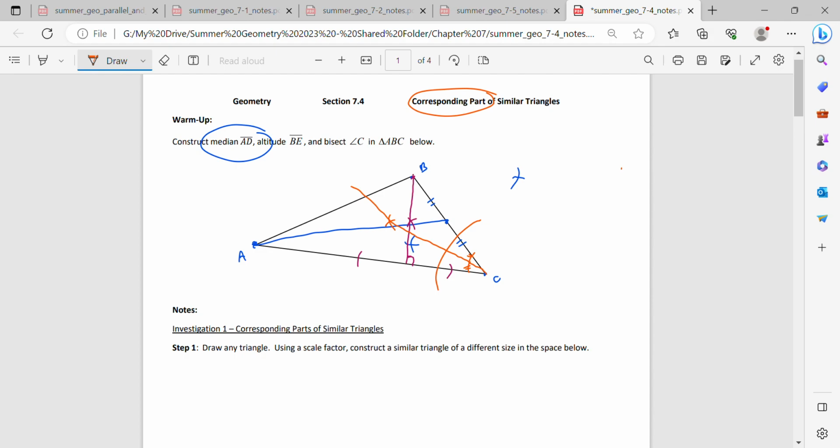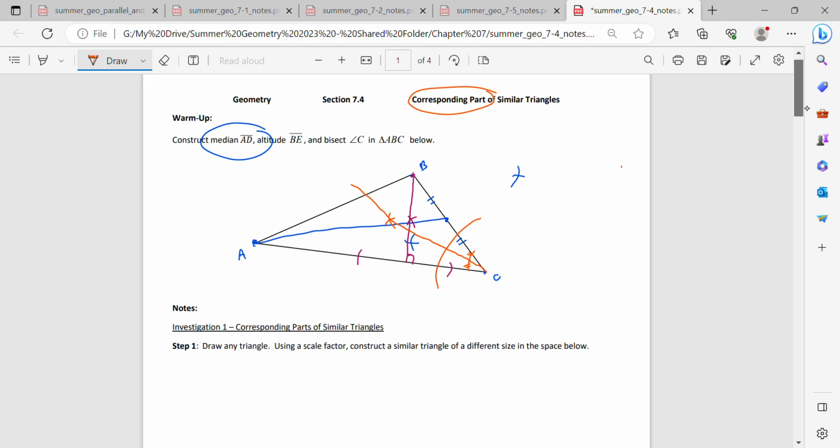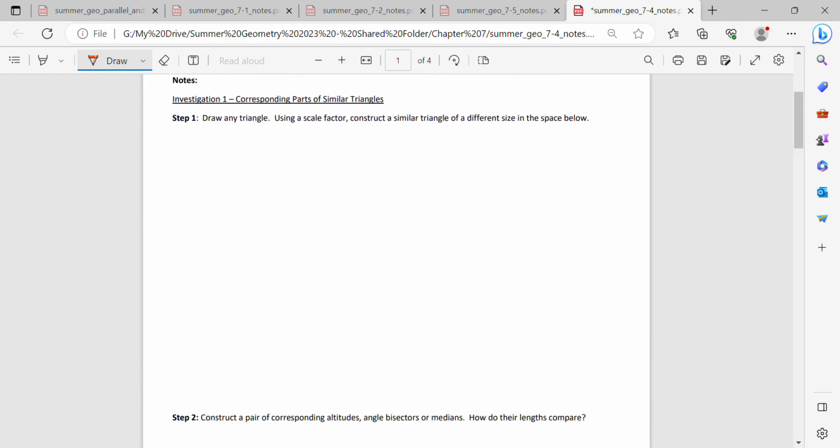Our first task is to construct two similar triangles. I want you to draw any triangle and, using a scale factor, construct a similar triangle of a different size. My first triangle, I'm just going to do an acute scalene triangle. Let's call it triangle XYZ. For my scale factor, I'm just going to use a scale factor of 2, just because that's the easiest. To construct my scale factor of 2, I'm going to start with ray X prime, Y prime.